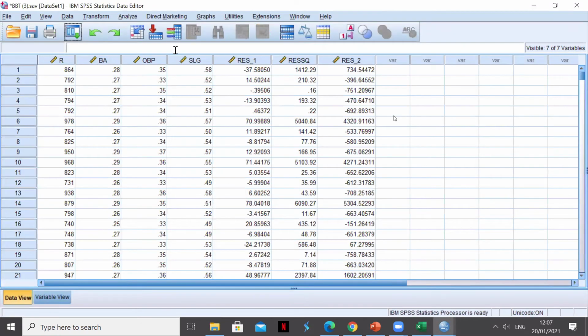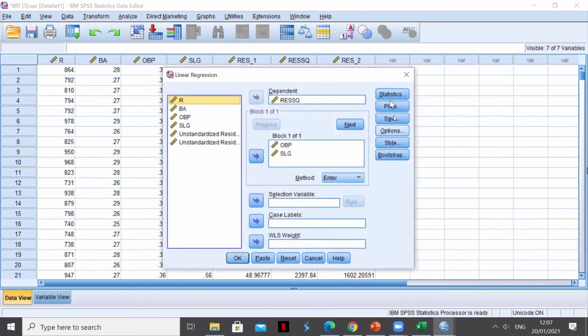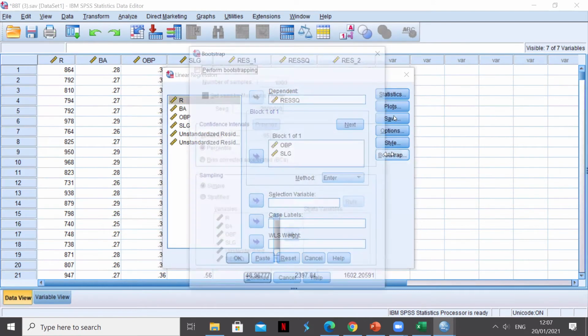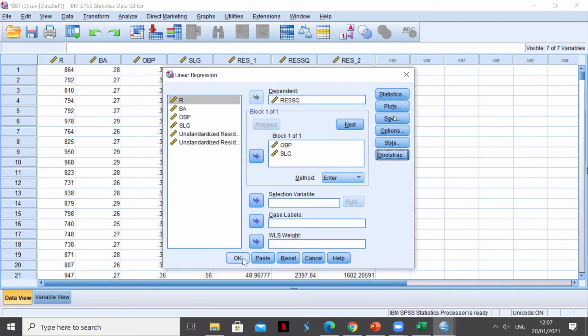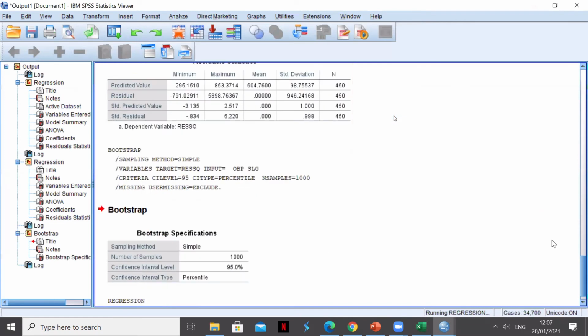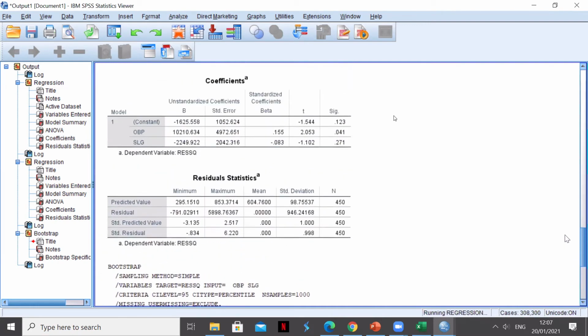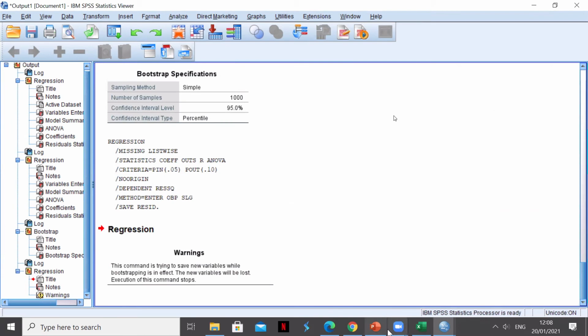So you go to your model and you go to Analyze, Regression, Linear. And somewhere here, I think no, it's not under Options. Oh, here's Bootstrap. And you click Bootstrapping. And this is all fine, and you just continue. You click on OK. And here you get some bootstrap specifications and stuff, and it's running a bit weirdly.